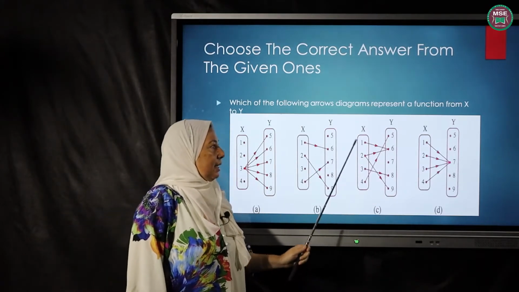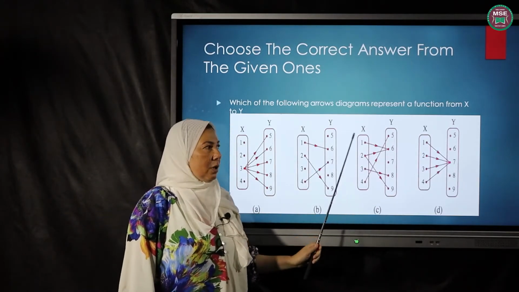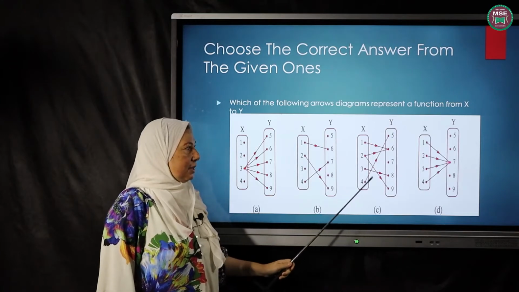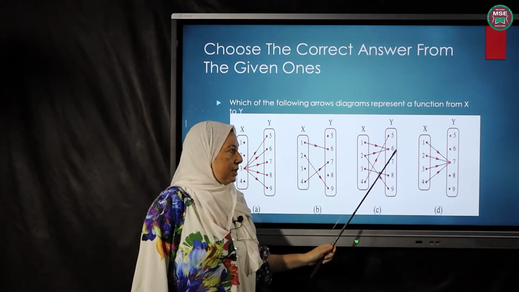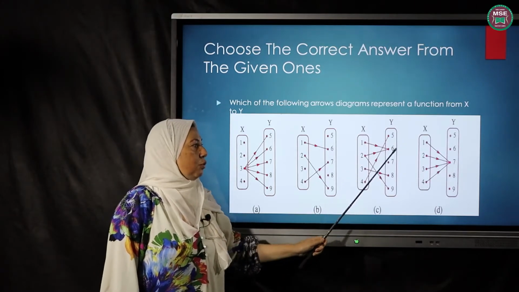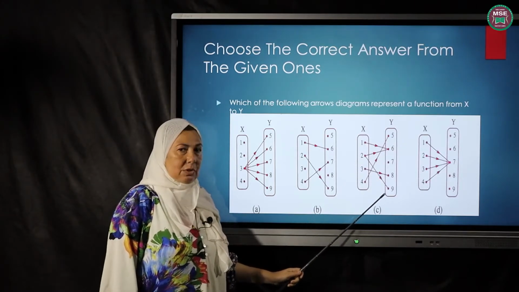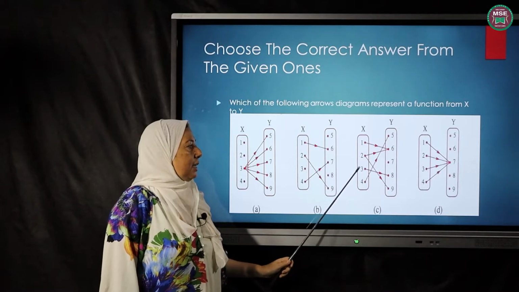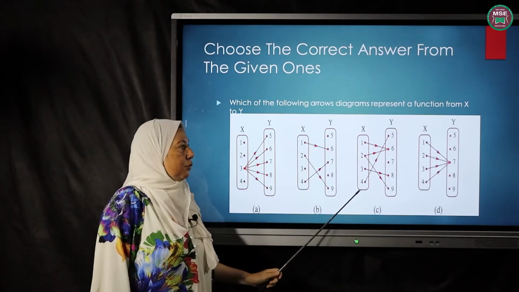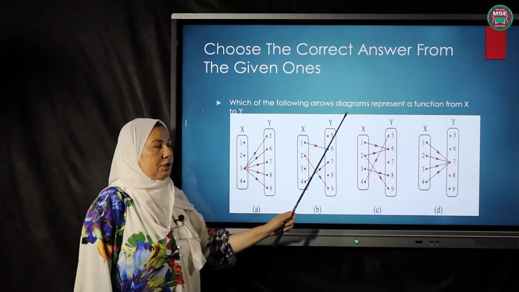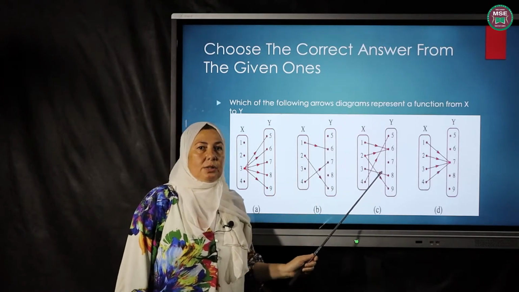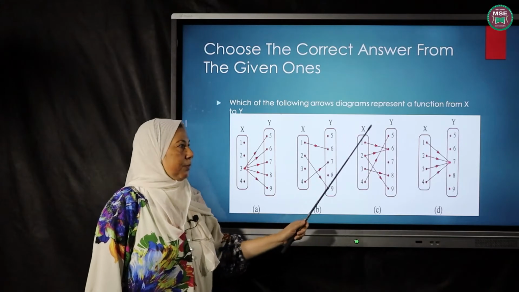Figure C, two sets, x and y, relation between elements. Element 1 has only one image, 6. 2 has two images, this is wrong. 3 has only one image. 4 has only one image. Therefore, figure C, the relation between x and y, is not a function.